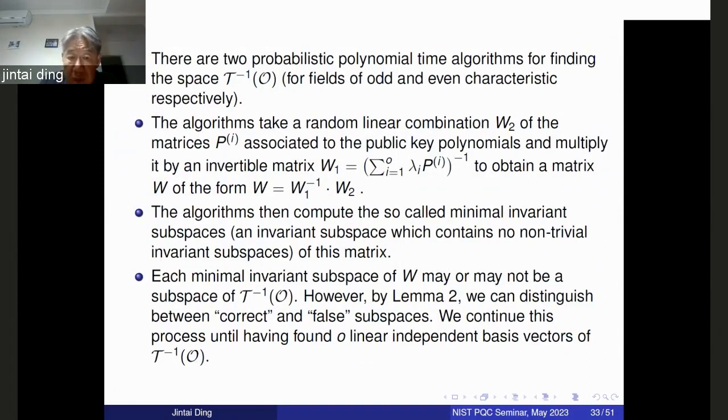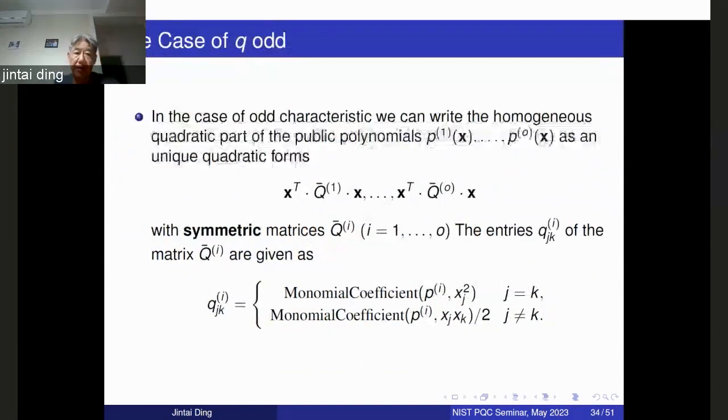Okay. And one more thing you would ask: suppose you find the invariant subspace, how do you know it's the correct solution? Again, you check if the quadratic form or the bilinear form vanishes on the subspace. If it vanishes, that's what you want. That's it. So this is the basic idea of the attack.